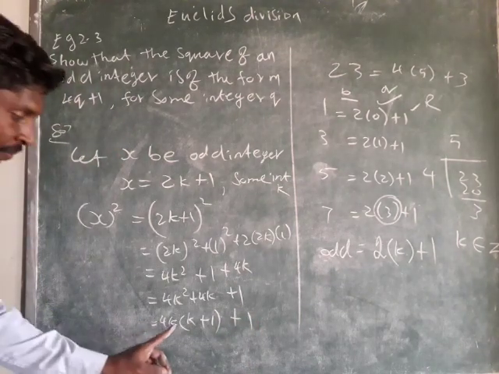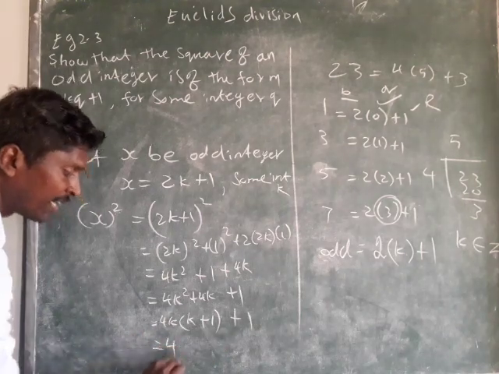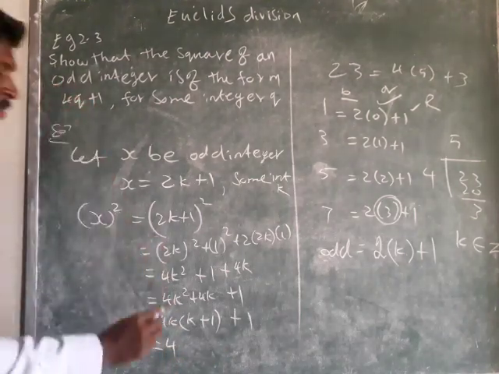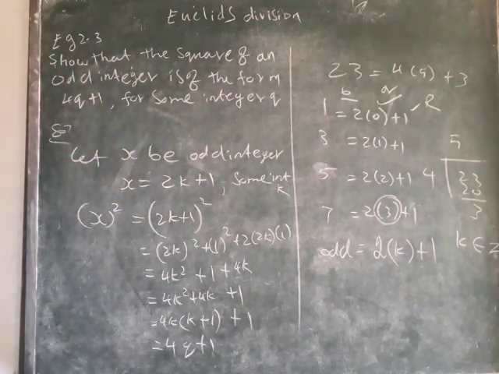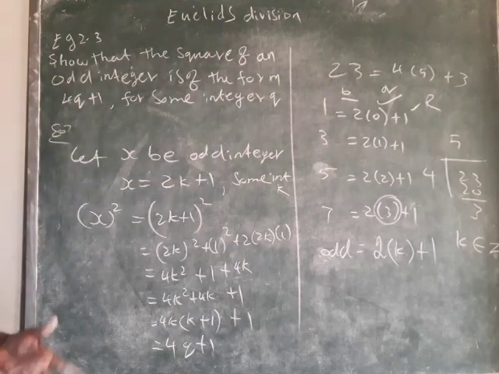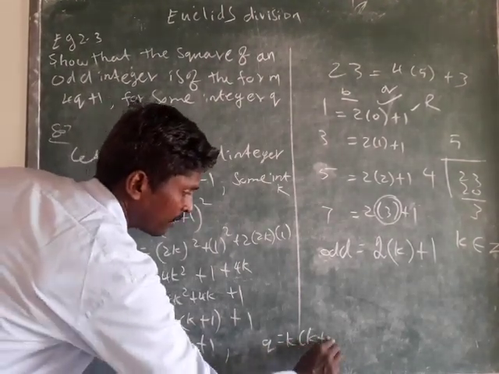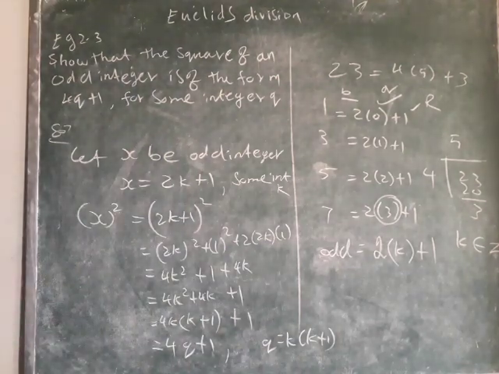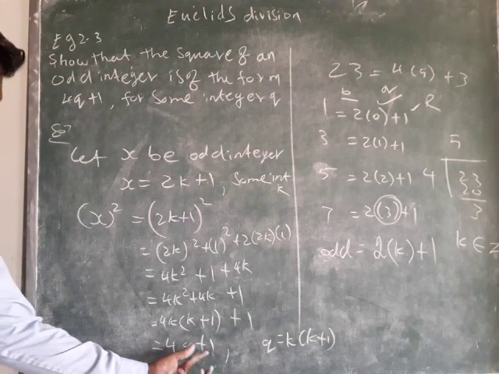Now instead of k into k plus 1, the entire term, I assume a new variable q. So instead of the entire term we take q, plus 1. That's why I use the words q some integer. What is q? q equals k into k plus 1. That's the theorem proved. So any odd integer, if you take the square, you can write it in the form of 4q plus 1.